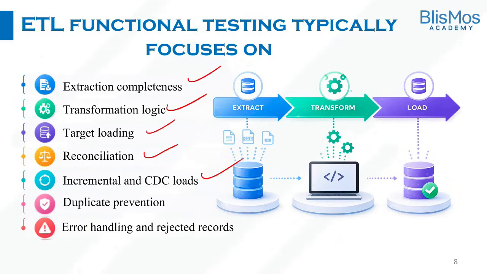Instead of loading everything again, we process only records that have been inserted, updated, or deleted since the previous load. We also validate duplicate prevention, because an incremental pipeline should not keep inserting the same record again and again. And finally, we test error handling and rejected records. I hope you got clarity on what exactly data testing is and what exactly ETL testing is. But let us explore further.